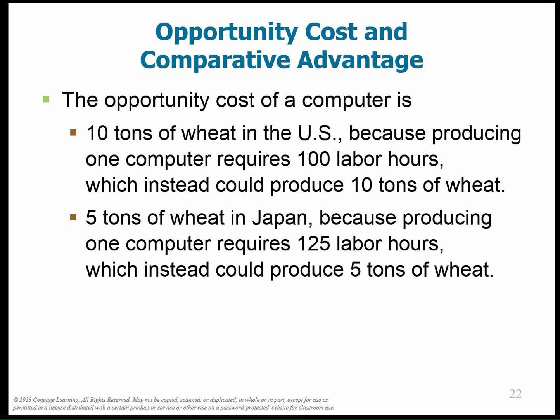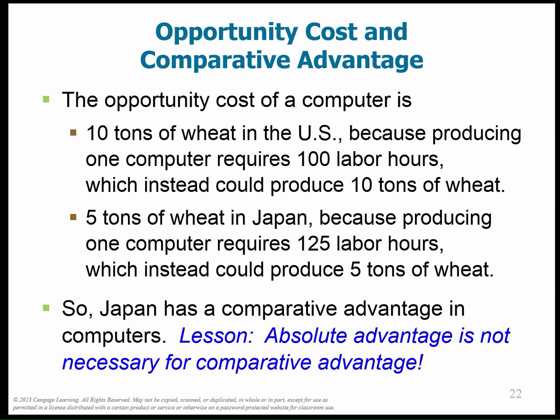Look right here. The opportunity cost is 10 tons of wheat in the United States because one computer requires 100 labor hours, which could instead produce 10 tons of wheat. So a computer costs 10 tons of wheat in the United States, but in Japan it only costs 5 tons of wheat because even though the computer requires more labor hours, the number of labor hours required for wheat is also different. Therefore, it's actually "cheaper" to make a computer in Japan. Even though it takes more labor hours total, more people, more hours, they get to give up less wheat.